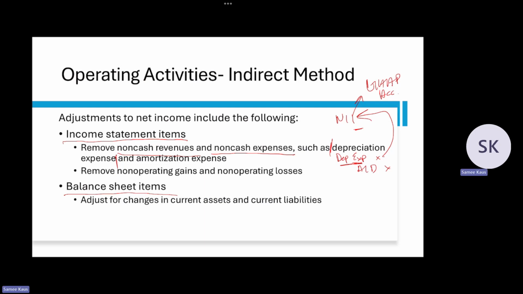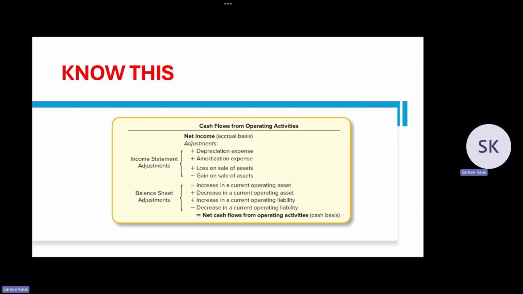We're also going to remove non-operating gains and losses. What you should be thinking about is, hey, I had a loss on that sale of equipment. They told me that in my extra information. That's going to be important here. Then you go to your balance sheet items, where you adjust for the changes in current assets and current liabilities.